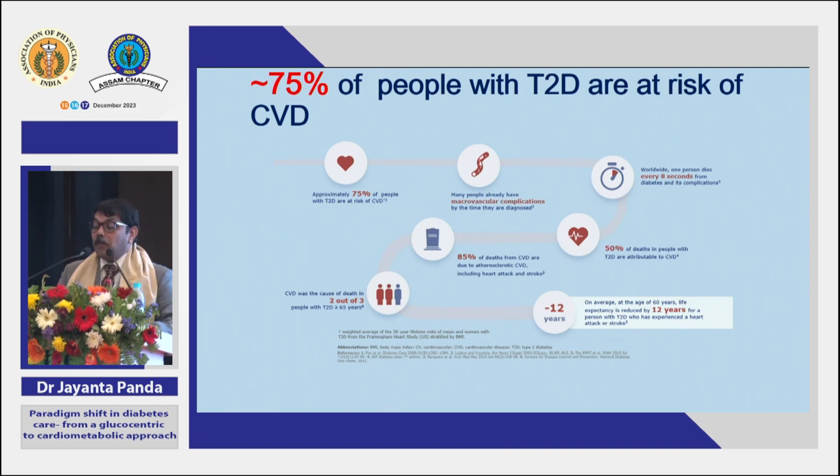50% of deaths in the population with diabetes are attributed to CVD, and 85% of deaths from CVD are due to atherosclerotic cardiovascular disease, including heart attack and stroke. With this data, with macrovascular complications and all the possible complications even at the point of diagnosis, almost every 8 seconds a diabetic dies of the complications.